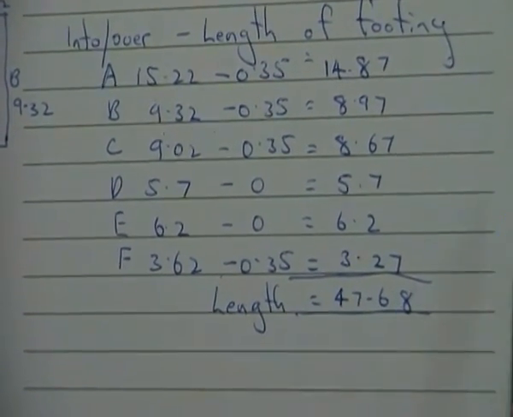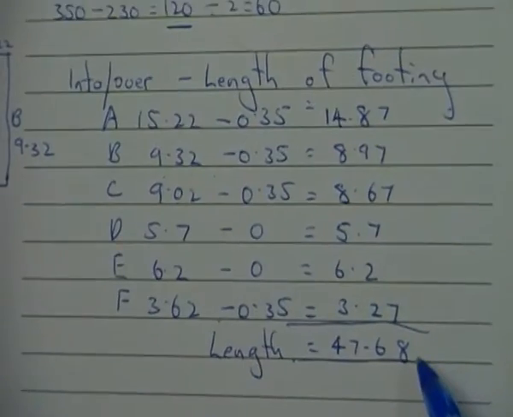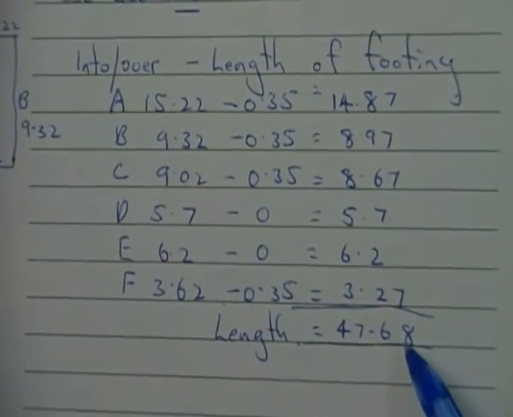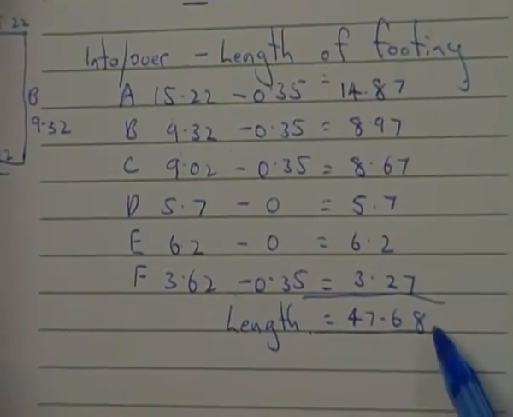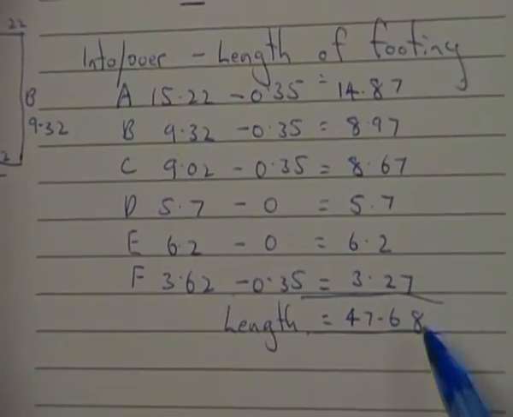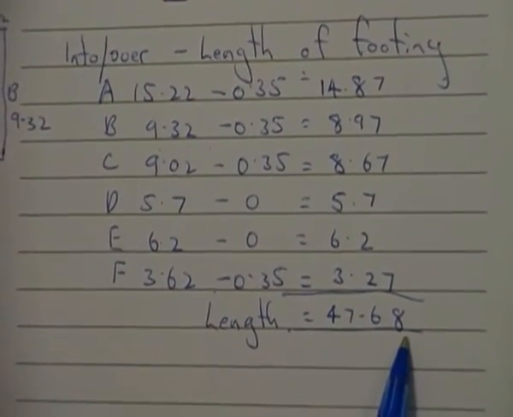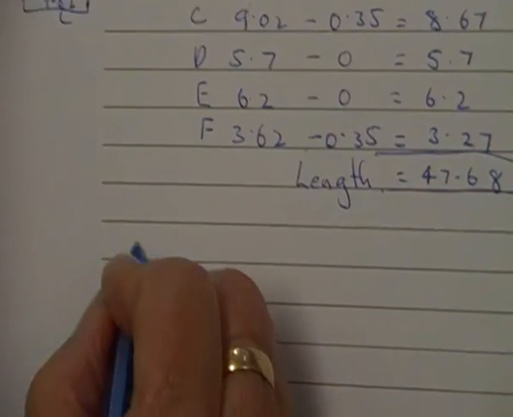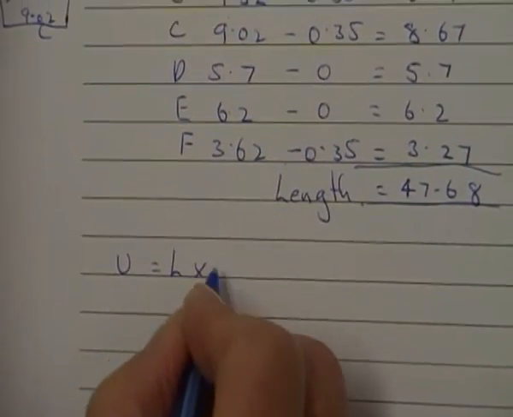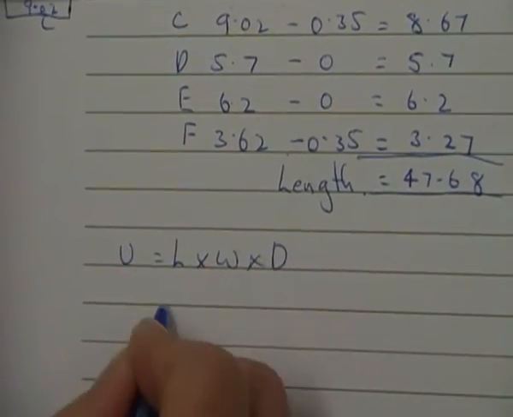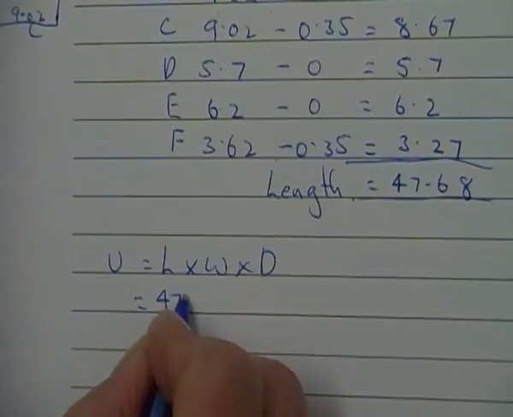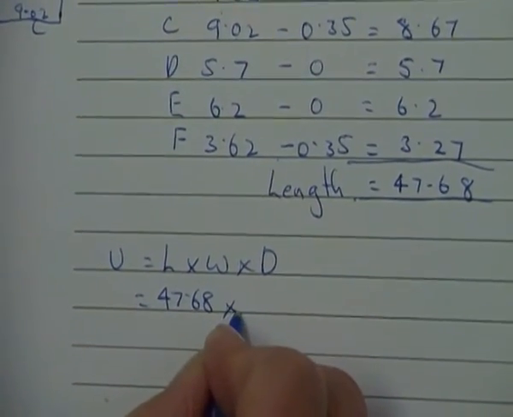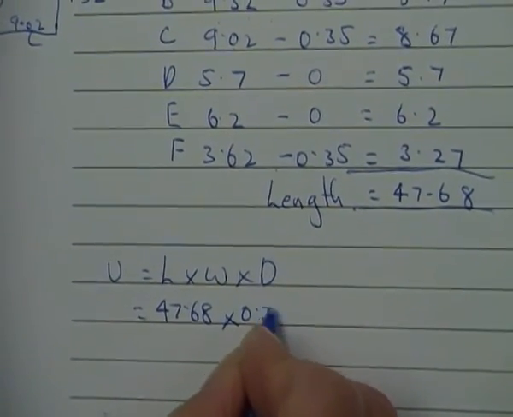47.68. Now sometimes people make a typing error on their calculator, so often I'll do that twice to make sure I've got the right length, because if I don't have the right length, everything else is wrong. So I'm doing now volume. I'm calculating the volume, length times width times depth. So it's going to be 47.68 times the width of the footing, 0.35.